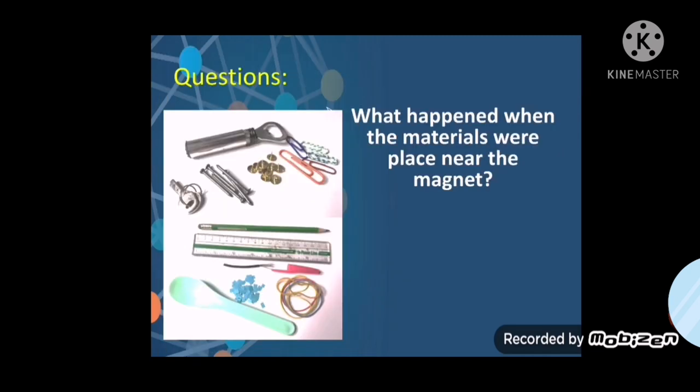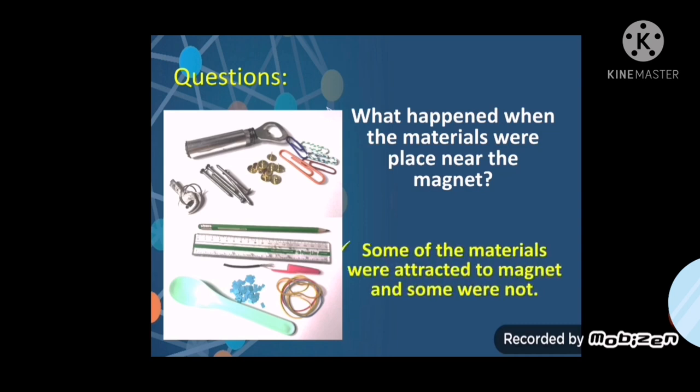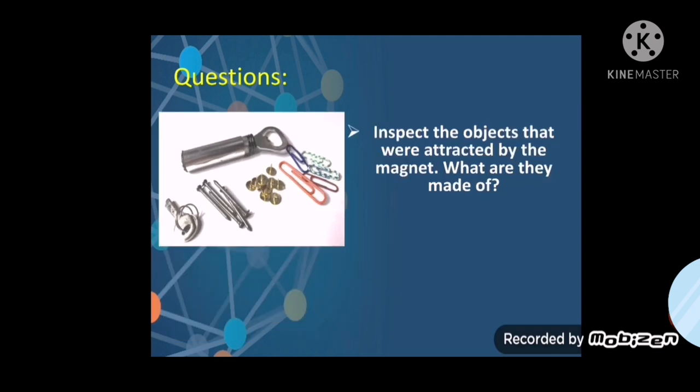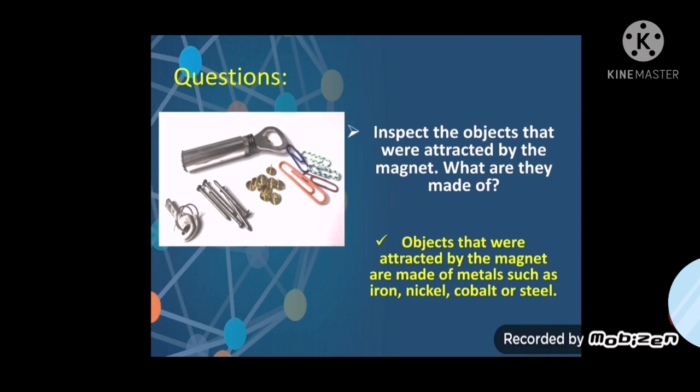Let us answer the following questions. Number 1. What happened when the materials were placed near the magnet? Yes, you are right. Some of the materials were attracted to magnet and some were not. Next question. Inspect the objects that were attracted by the magnet. What are they made of? Yes! Very good! Objects that were attracted by the magnet are made of metals such as iron, nickel, cobalt, or steel.